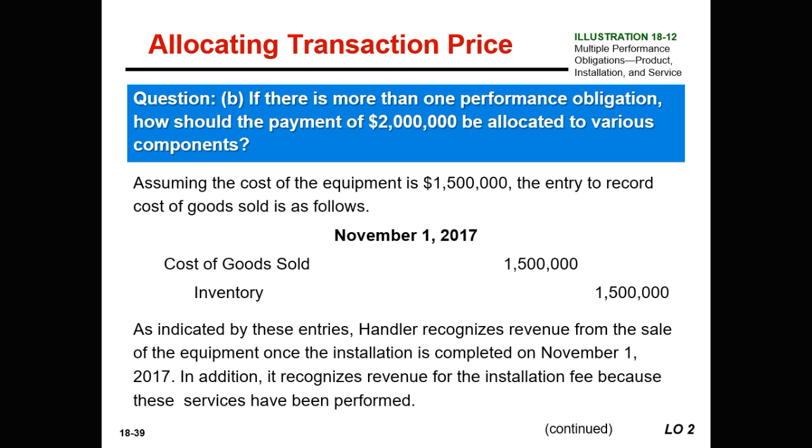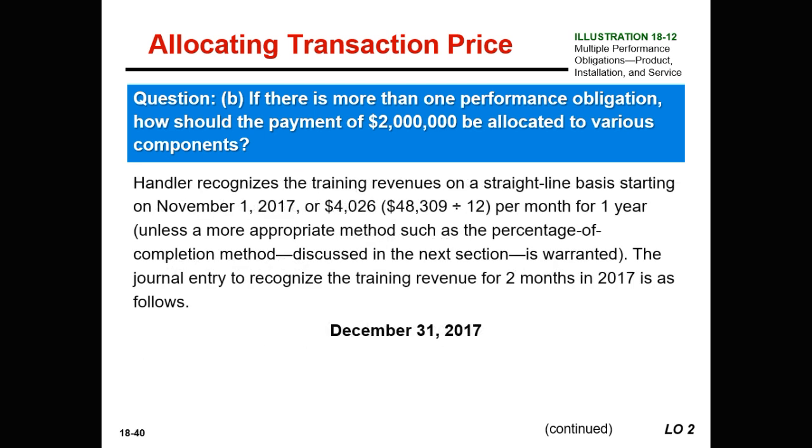So as we go through the year and we reach December 31st, Handler is recognizing the training revenue on a straight line basis starting on November 1st. So there's $4,026 per month for each month for 1 year. Now there may be a different method that may work, such as percentage of completion or something else, depending upon the terms of that part of the obligation.